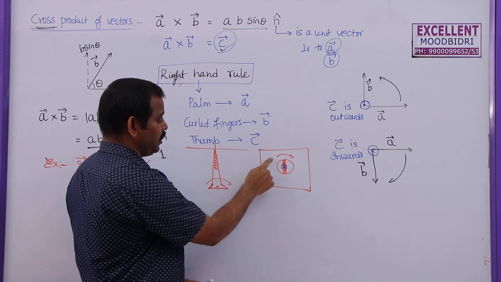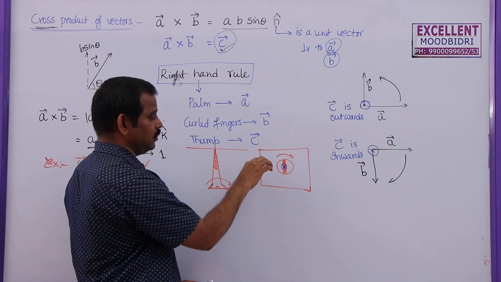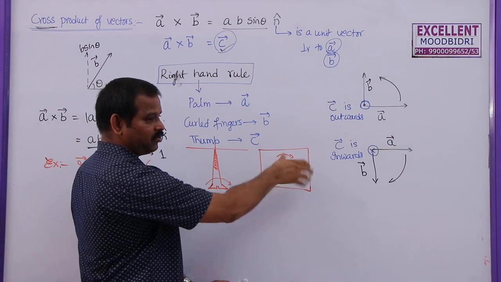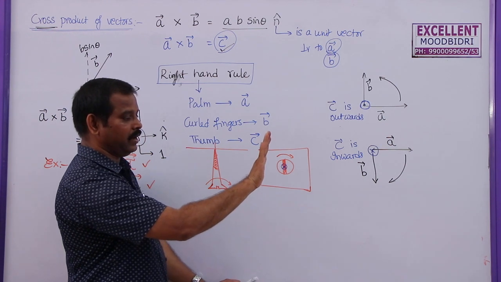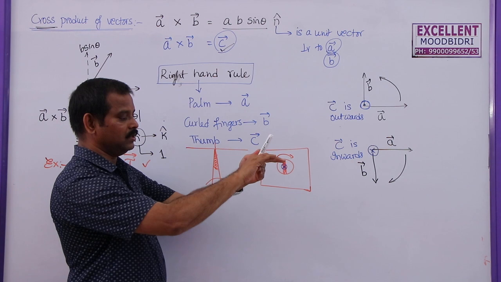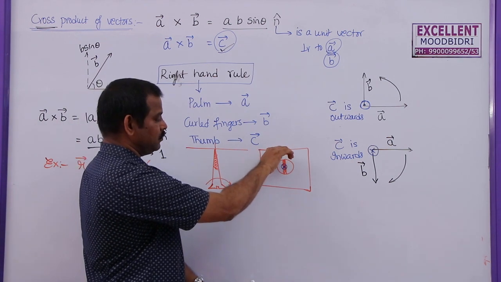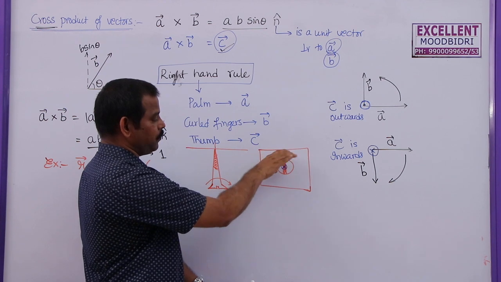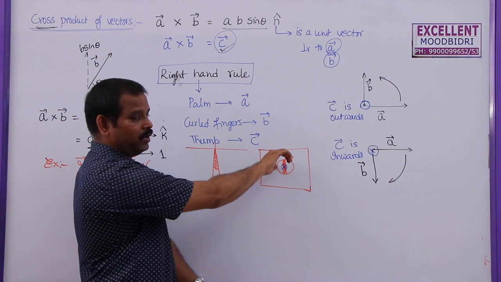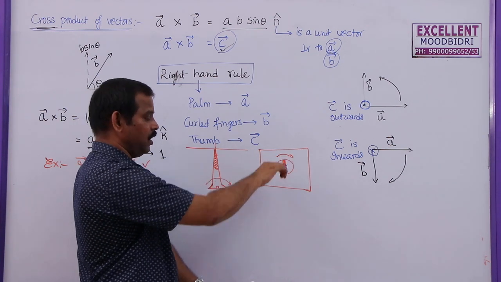When I am multiplying a vector A with B, the product will be into this one. So, here I am rotating this head in this direction. You keep your right hand like this. This is the palm, first vector. Let us say the second vector is in this direction. So, I am curling my fingers, bending my fingers in the direction of rotation of the head of the screw in this direction. Then the tip will go or enter into the board in this direction, that is C bar.